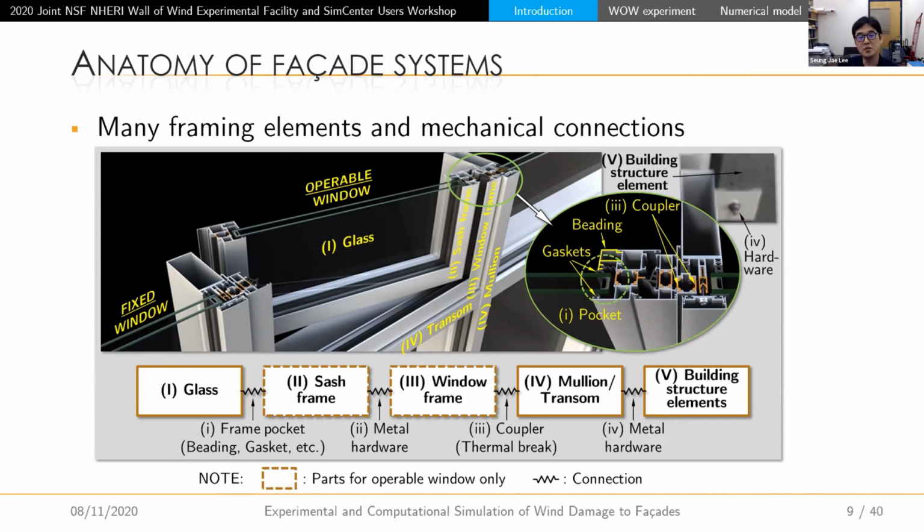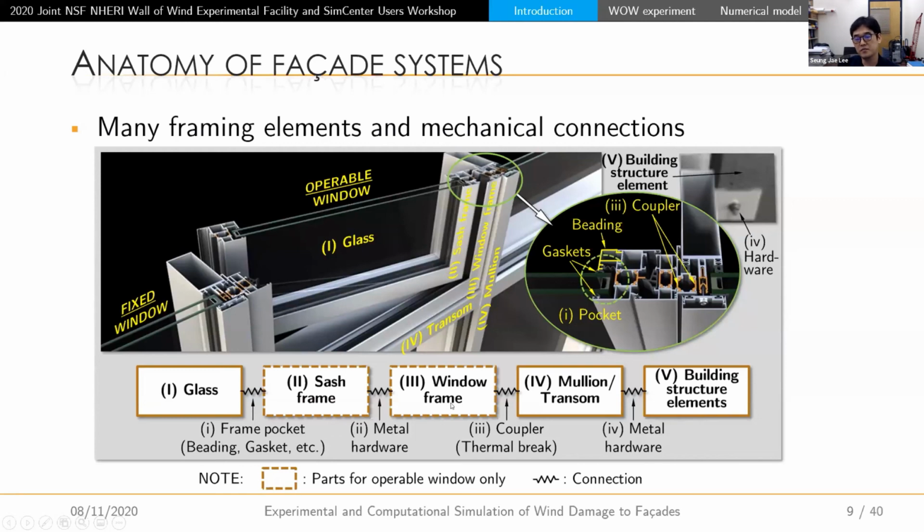But I would say most facade systems have these five components, connected through these mechanical connections. Definitely there is glass in the facade system that is connected to the sash frame in case there is an operable window. Those are connected through the frame pocket, which has several elements: beading, gasket, structural glazing, and so on. And in case there is an operable part, the sash frame is connected to the window frame using metal hardware, because that needs to be opened.